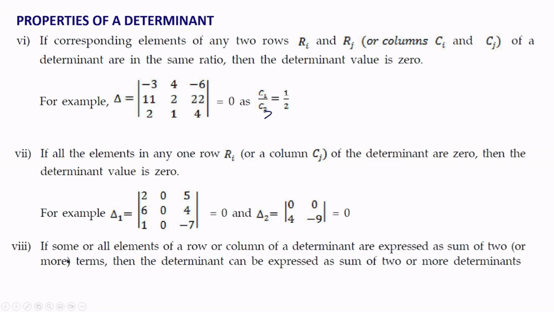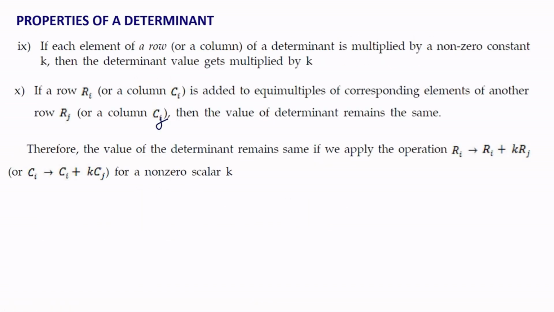Next property is if all elements of a row or column of a determinant are expressed as a sum of two or more terms, then the determinant can be expressed as a sum of two or more determinants. Let us continue with the property. The next is if each element of a row or a column is multiplied by a non-zero constant k, then the determinant value will get multiplied by k.